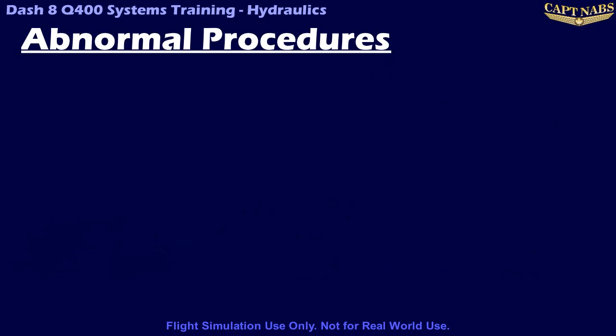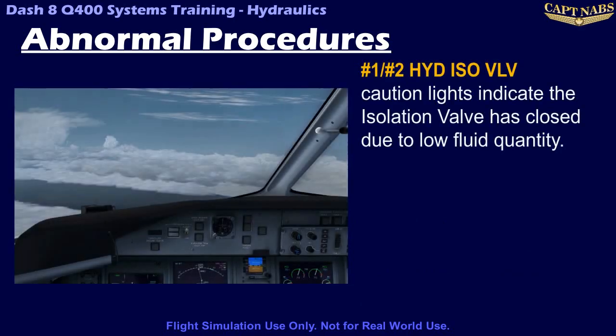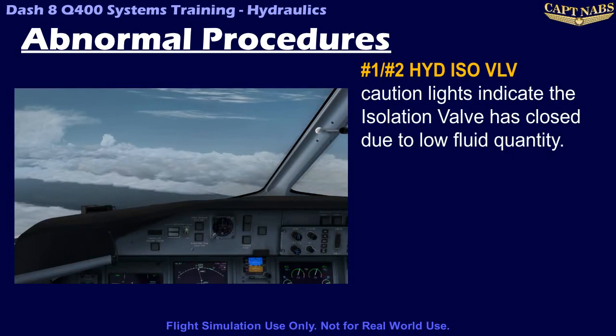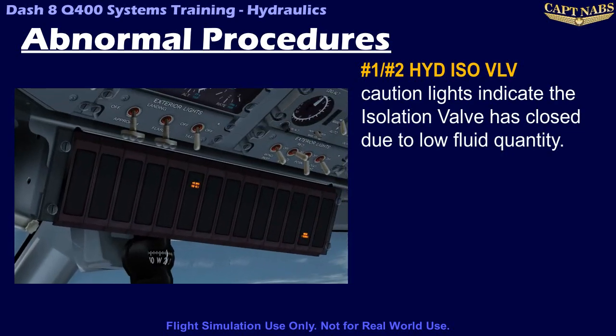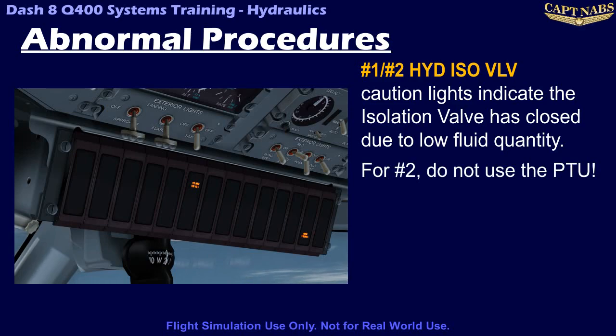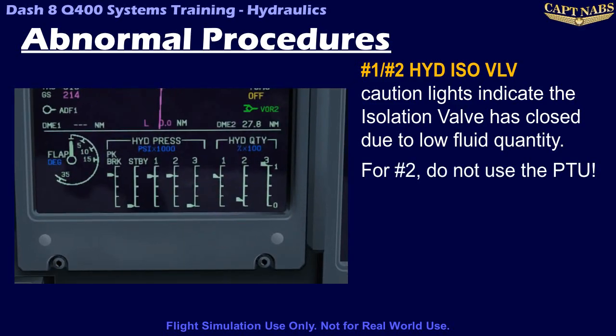Next are the 1 and 2 hydraulic isovalve caution lights. These lights illuminate when the system detects a low level in the respective system's hydraulic reservoir and the isolation valve has already automatically closed. If this happens in the number 2 system, the PTU must be isolated to ensure it does not activate automatically or manually and use up additional fluid in the number 2 system.